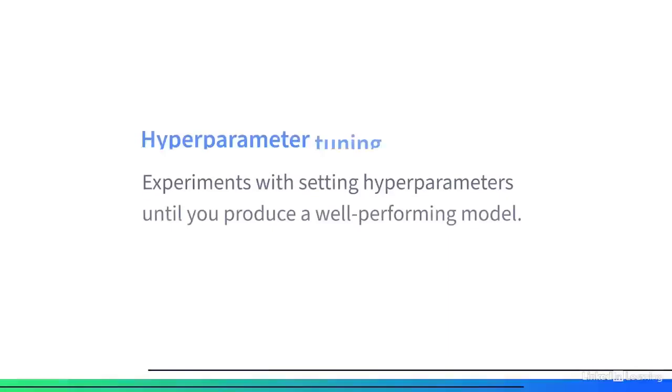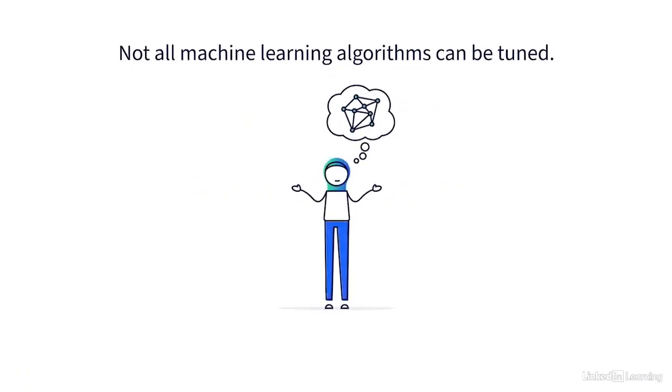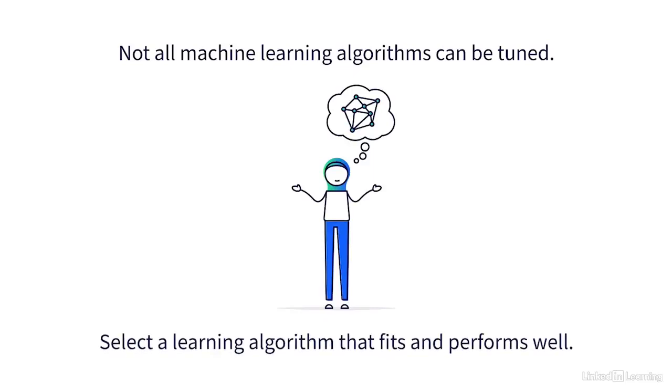But the real game changer is going through a process called hyperparameter tuning. This is where you experiment with setting hyperparameters until you produce a well-performing model. What's the catch? Not all machine learning algorithms can be tuned, meaning they don't have hyperparameters that you can set to impact training and model performance. When selecting a learning algorithm, make sure to select one that fits your needs and performs well on your data.